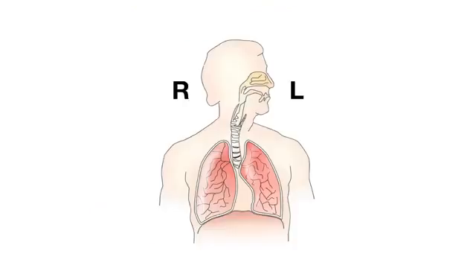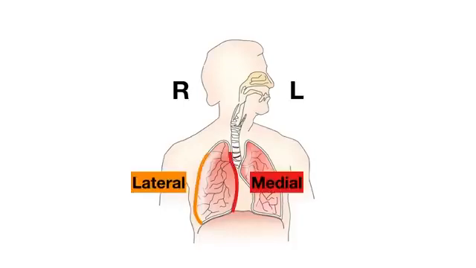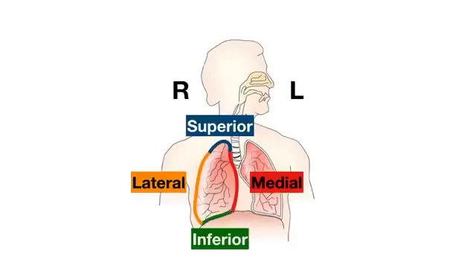You can also use these terms to describe different sides of a structure. For example, if we look at the right lung, this will be the lateral aspect because it's toward the side of the body, and this will be the medial aspect because it's toward the midline. The superior aspect will be the upper portion toward the head, and the inferior aspect will be toward the floor, away from the head.